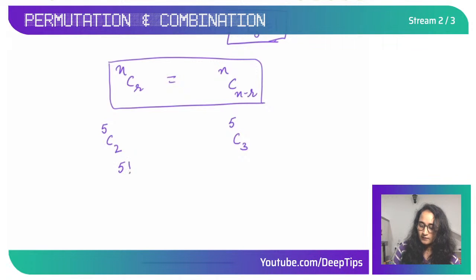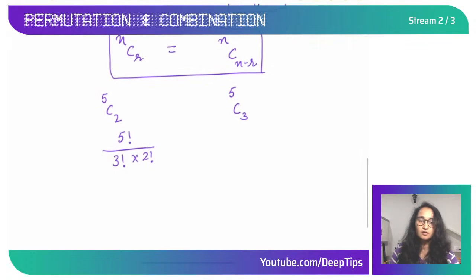See here, 5 factorial upon (5 minus 2) is 3 factorial. Now I will be doing it directly. I will not be substituting because it is a longer process. But children, in exams, please write the formula and then substitute, especially in your school exams or board exams, because writing the formula and then substituting the values in it carries marks.